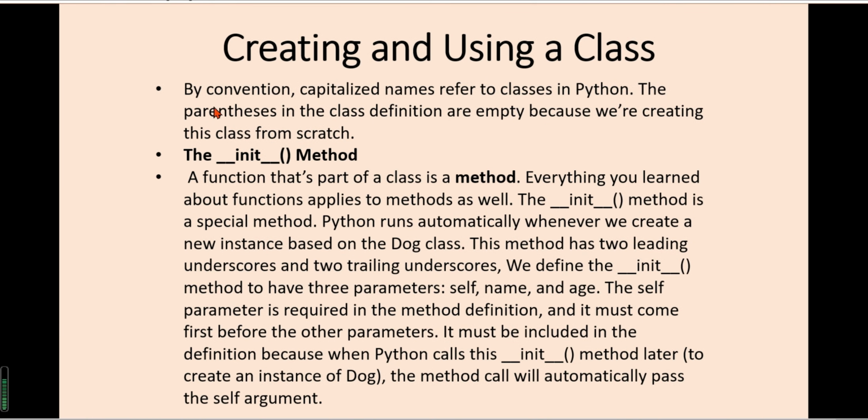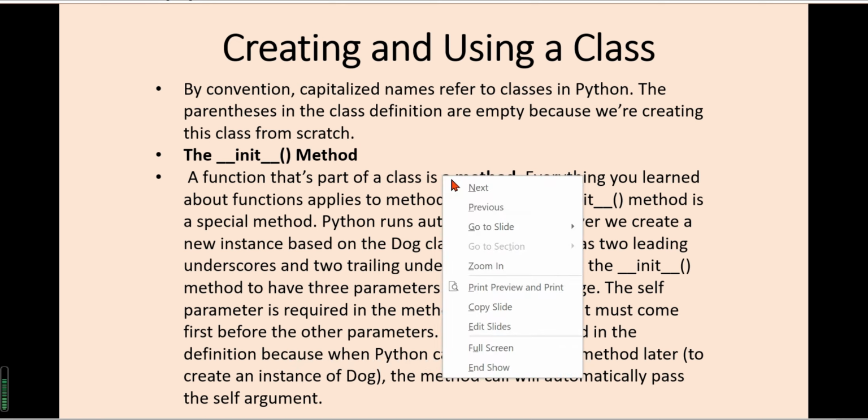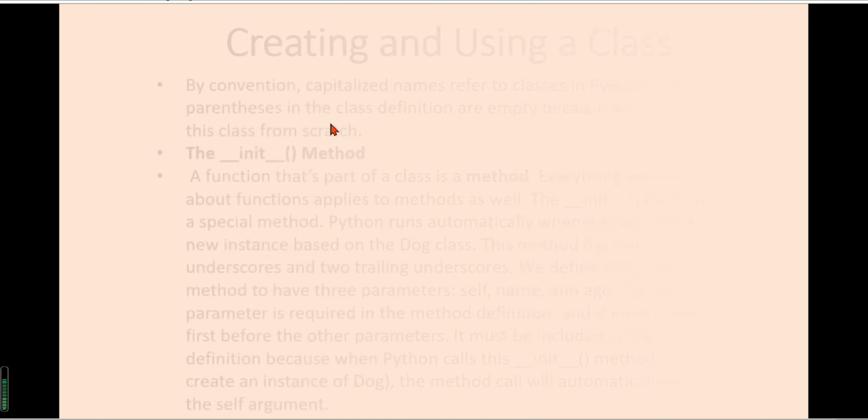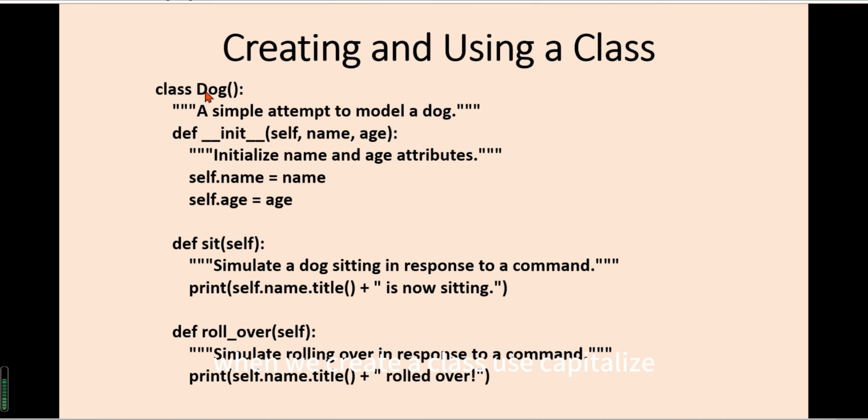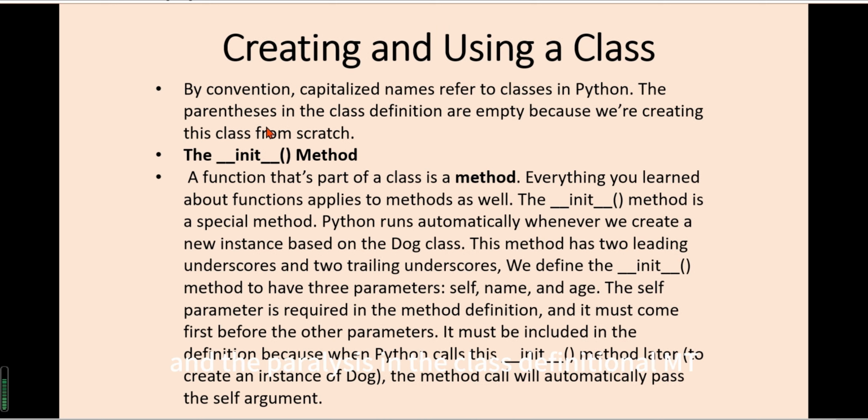By convention, capitalized names refer to classes in Python. So as we see on the previous page, when we create a class, we use a capitalized name for this class. But functions usually use lowercase: sit, roll over, __init__. And the parentheses in the class definition are empty because we are creating this class from scratch.